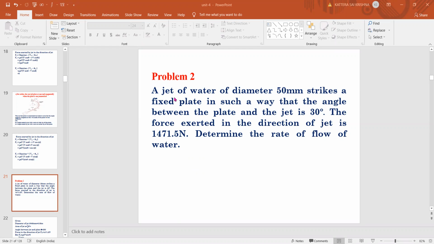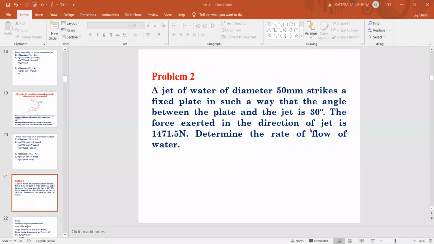So please take the second problem of this unit. A jet of water of diameter 50 mm strikes a fixed plate. So you can see here, it is a fixed plate in such a way that the angle between the plate and the jet is 30 degrees. Okay, so here the plate is fixed. First point, the plate is fixed. Then he said that the angle between the plate and the jet is 30 degrees. So it is an inclined fixed plate. That is a case you need to understand, right?